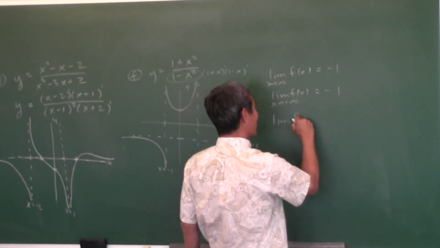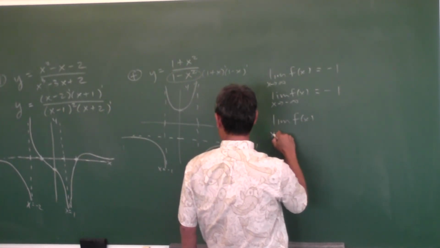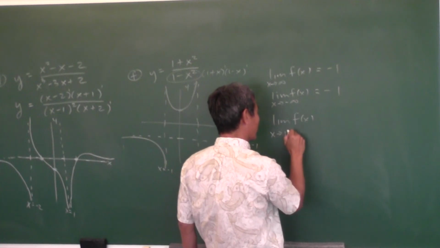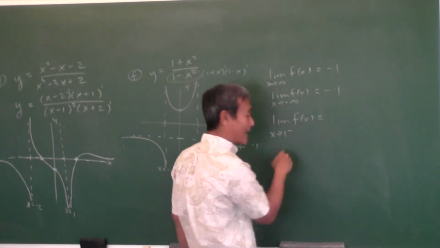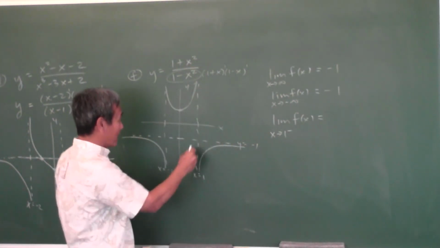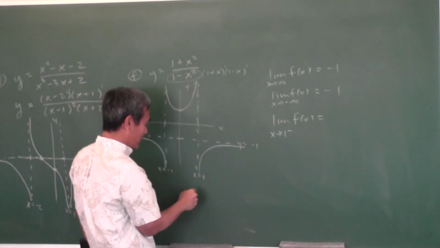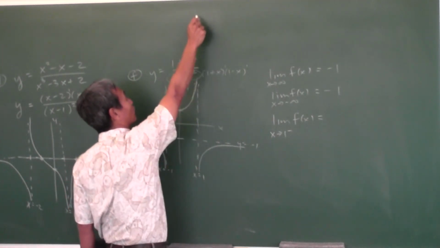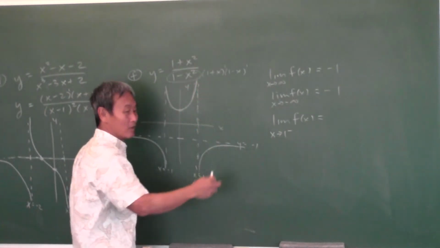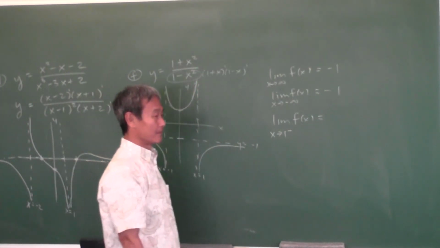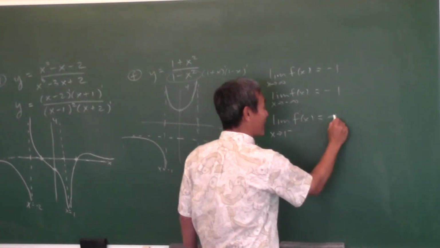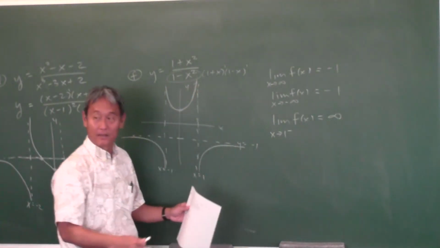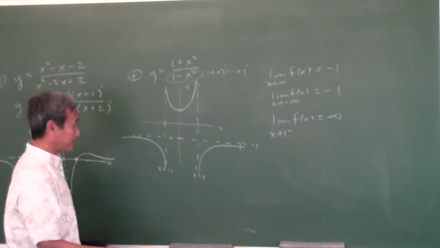What is the limit of this function as x approaches 1 from the left side, from the negative side? Here's x equals 1. Coming from the left, look at the graph. What's happening? It's just exploding upward. What do you think the limit is? Yes, infinity, because the y coordinates are getting really, really big without bound.